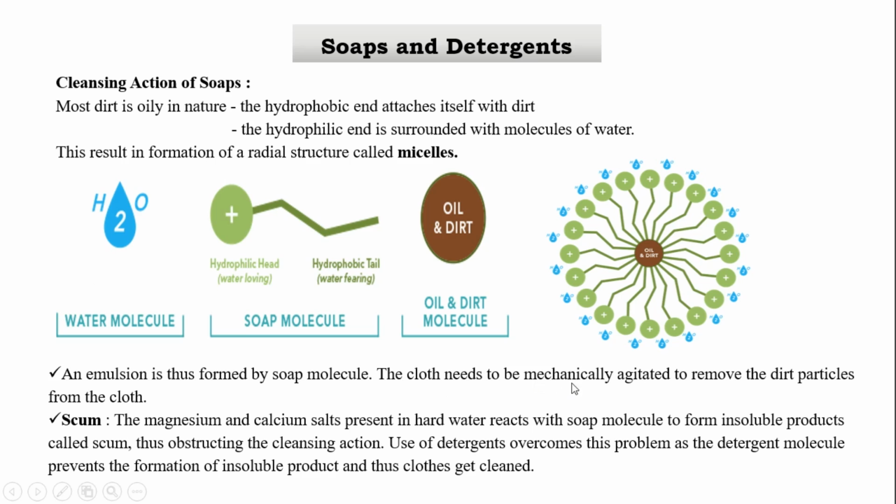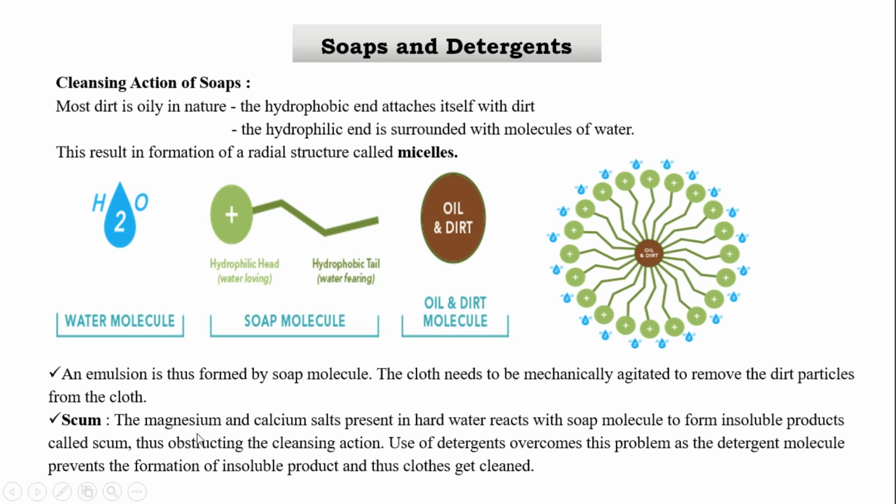The cloth needs to be mechanically agitated to remove the dirt particles from the cloth. Mechanically means, just adding soap or soap water to the water won't remove the dirt automatically. So after adding the soap solution, you have to rinse it with your hand. That mechanical agitation will remove the dirt particles from the cloth. So this is how the dirt particle or the oil particle is removed from the cloth.